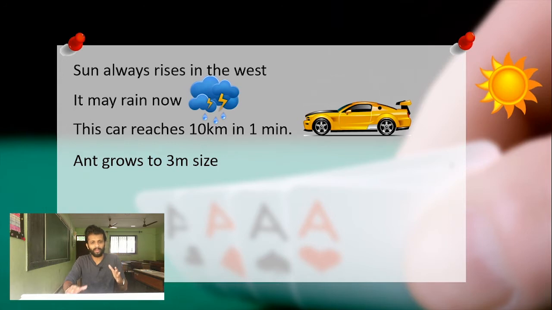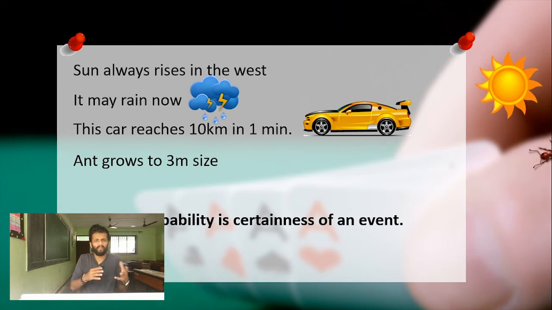Now probability is the certainness of an event that may or may not happen. How certain are you? Sometimes your parents might say, this exam you have to score 80%, and some of you might say, sure, and that sure doesn't actually happen. So that sure is nothing but the certainness of an event.